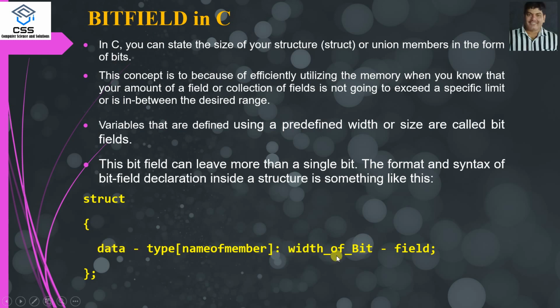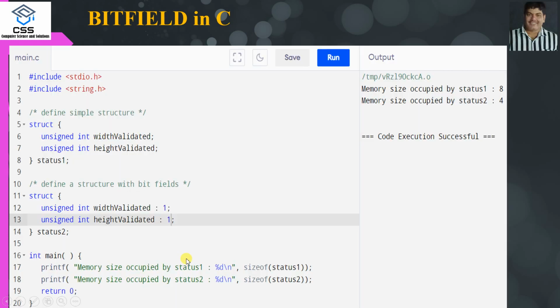If colon 1 is given, it is 1 bit, so it will take 1 byte. If it is 7, meaning 7 bits, that is 1 byte. If it is 8, it is 1 byte. If it is 9, that is 2 bytes. Accordingly, we can restrict the size of the bits.